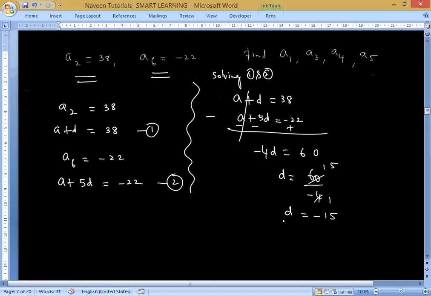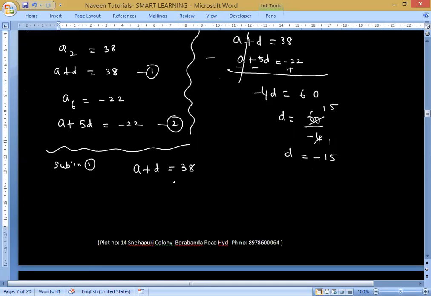So once you get the value of d, what do you have to find then? You have to substitute in the first equation. So what is the first equation? a plus d is equal to 38, right? So what is a? a we don't know. We have to find the value of a. So a plus d, d is minus 15, is equal to 38.